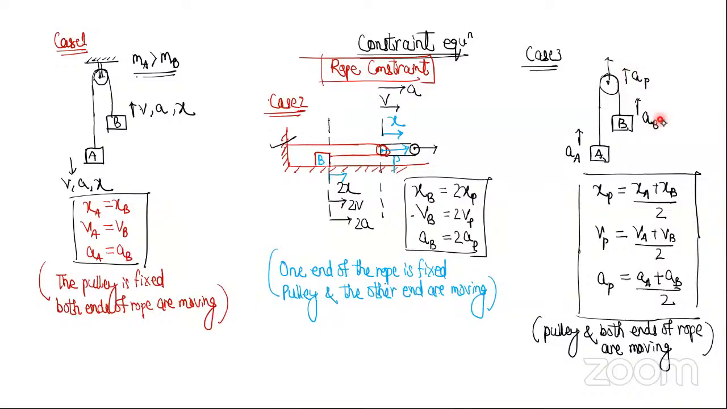So if block A moves by something, then how much it contributes to the movement of pulley? A by 2. If only B moves, then how much it contributes to the movement of the pulley? AB by 2. So now if both of them move, how much they will contribute to the movement of the pulley? A plus AB by 2. Logically आप ऐसे याद रख सकते हो. And here for upward motion you put them as plus, for downward motion you put those values as minus. And if one is moving up, one is moving down, then whoever is moving up put that value as plus, whoever is moving down put that value as minus. Accordingly you will get AP.